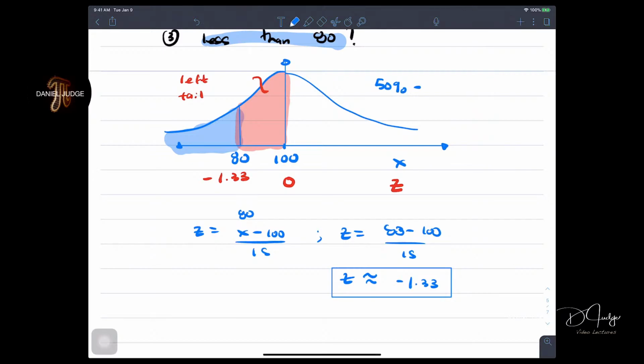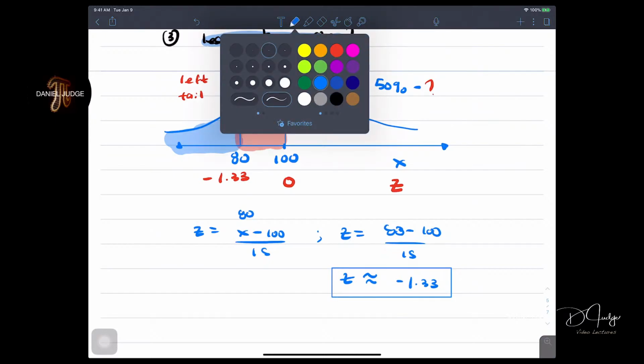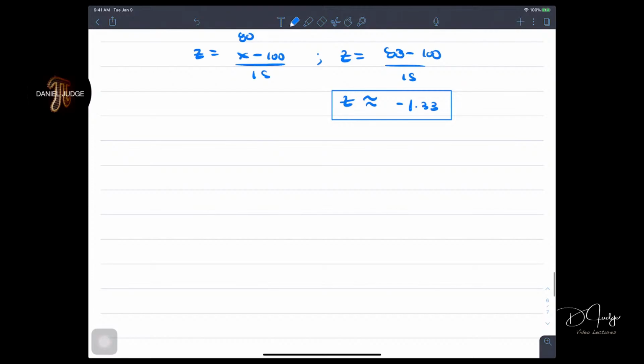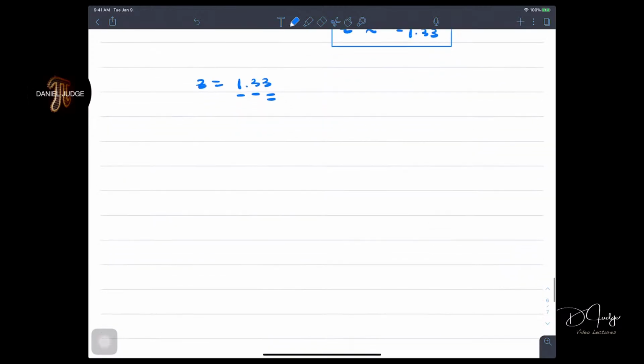50% minus that red portion. We don't know what that is. That's your final answer. It's a left tail. And you say, well, how do I find that? Well, you're going to use symmetry because your z tables are good for only positive z values. So you need the 1.3 row and 0.3 column.